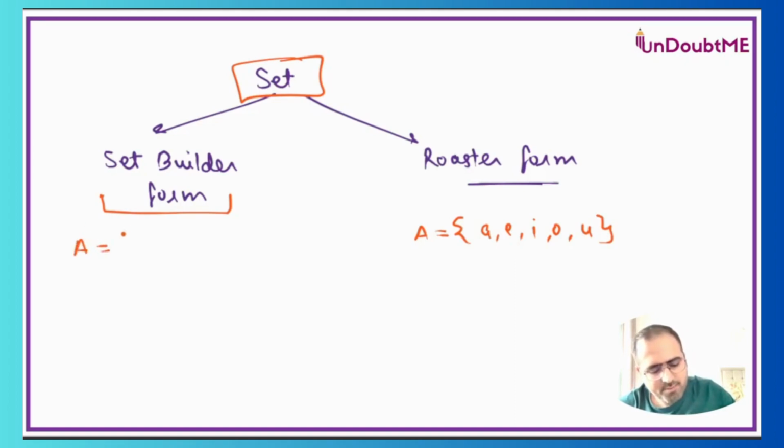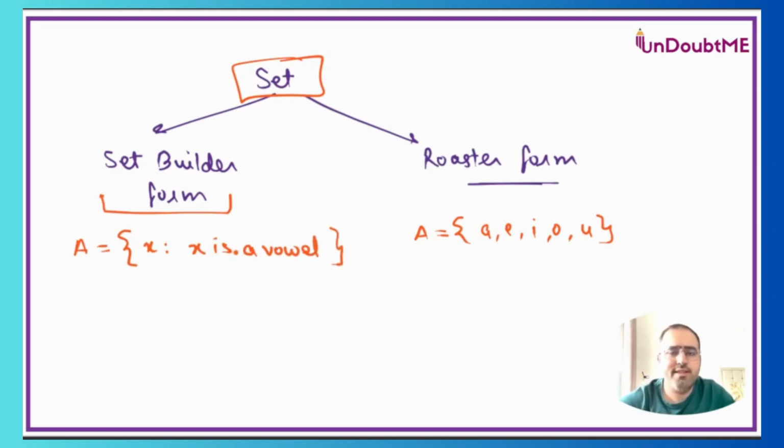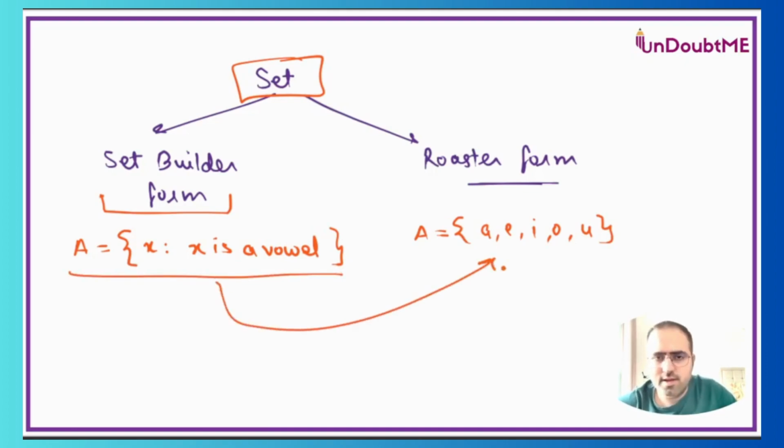But if I write the same set A in the form of x such that x is a vowel, there is no other condition needed because vowel does not exist in any other language. It is only for English. So everywhere in the world, when you say x is a vowel, they will think A, E, I, O, U only. So this condition is sufficient to take us to these elements, and that is why that is called set builder form, and this is roster form.